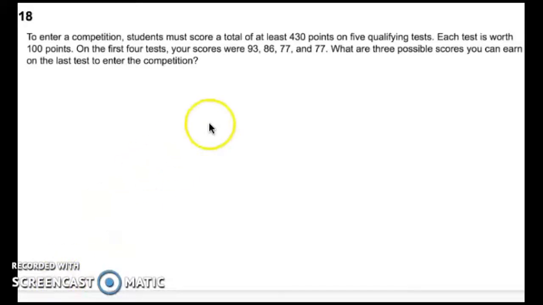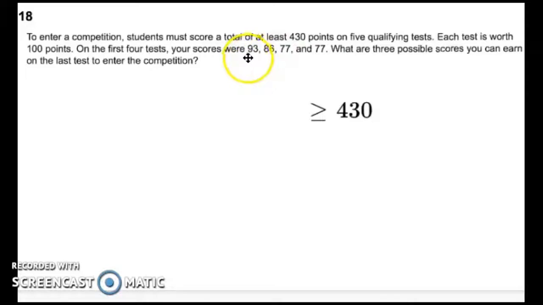So we're told students must score a total of at least 430. Now, if you have at least 430 points, it means you have 430 points or more. In inequality form, that is greater than or equal to, because you have that much or more. So write down greater than or equal to 430.